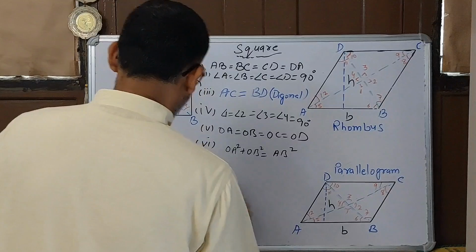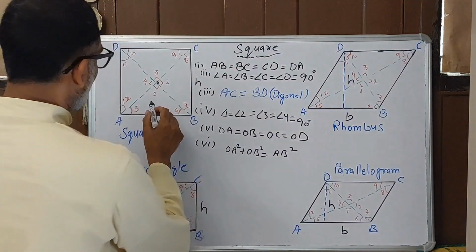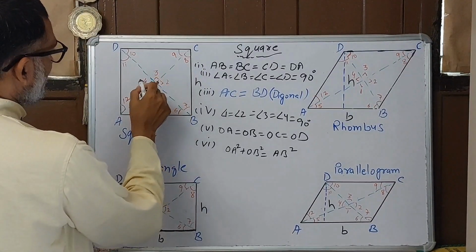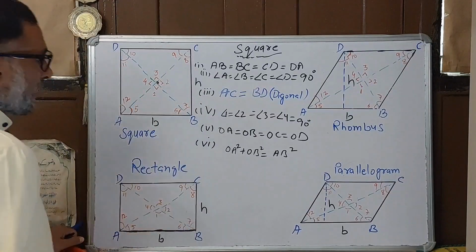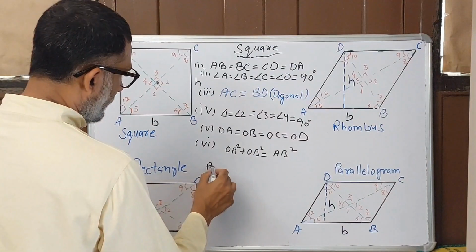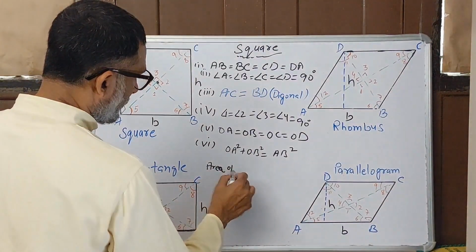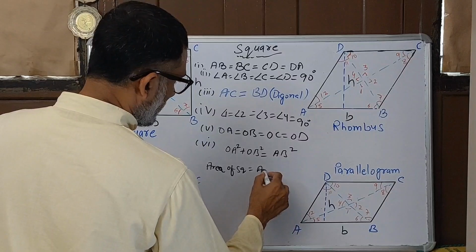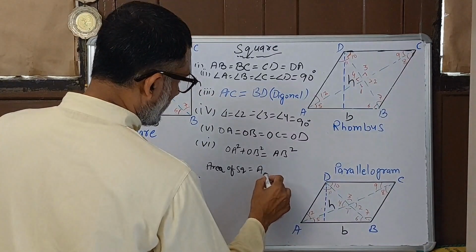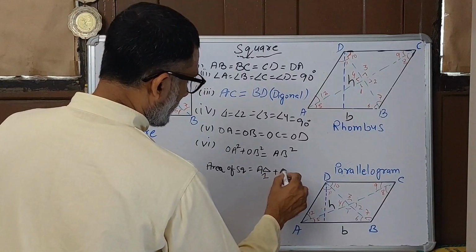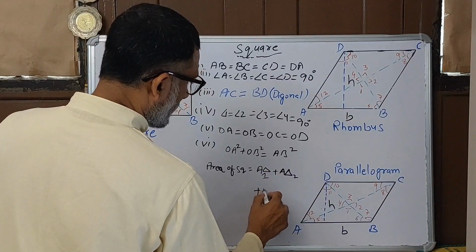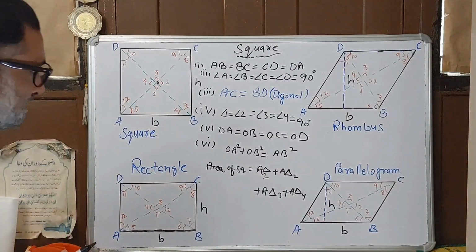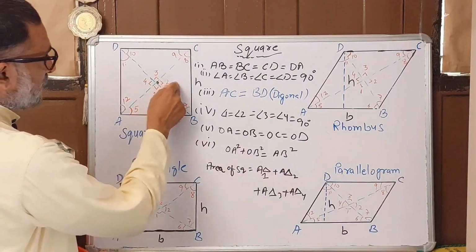So in this figure, how can we find the area by its diagonal? Just consider the triangles: triangle 1, triangle 2, triangle 3, triangle 4. So what will be the area of a square? It is equal to the area of triangle 1 plus area of triangle 2 plus area of triangle 3 plus area of triangle 4. You see, it is simple.